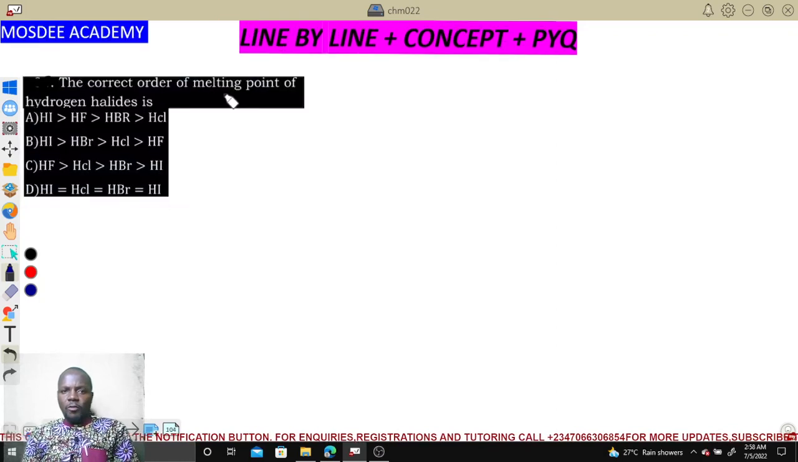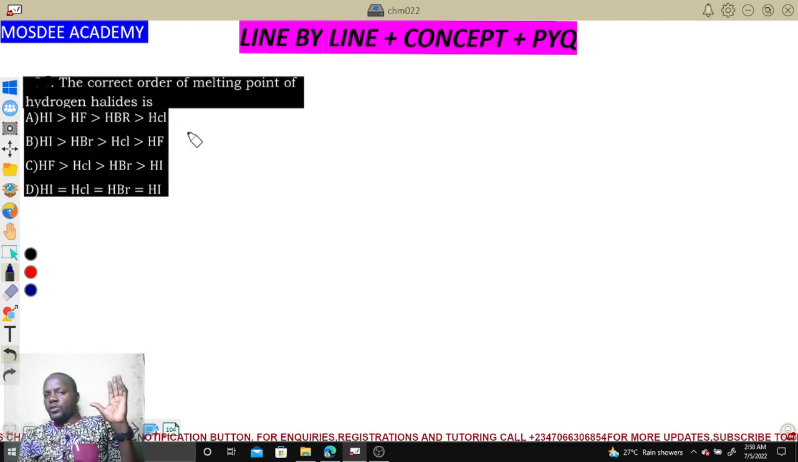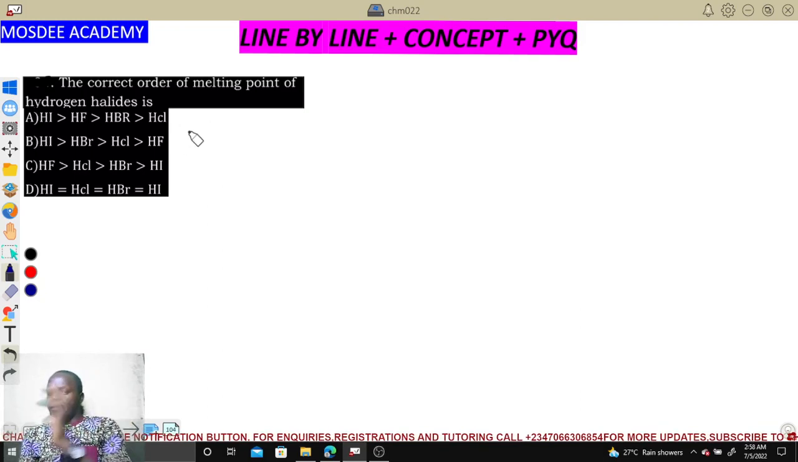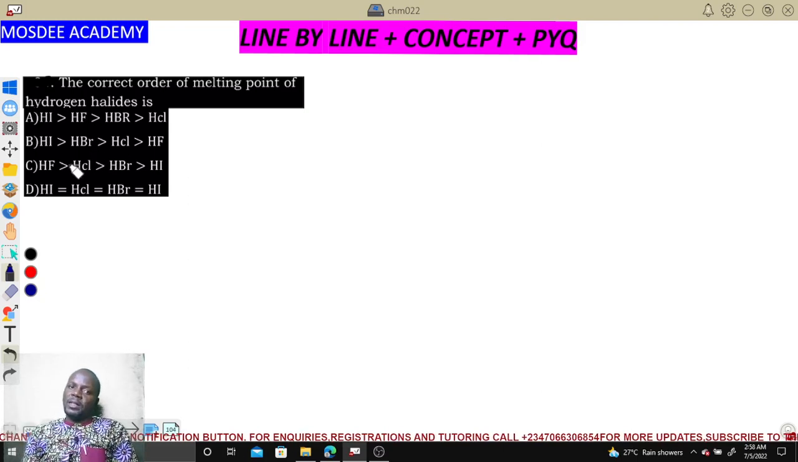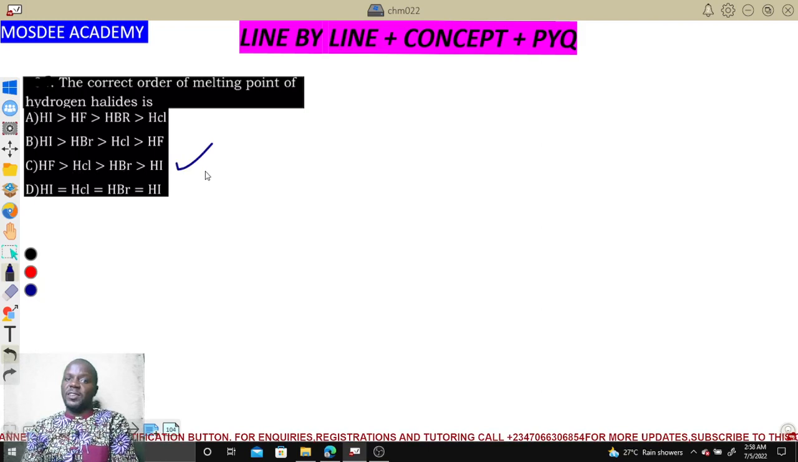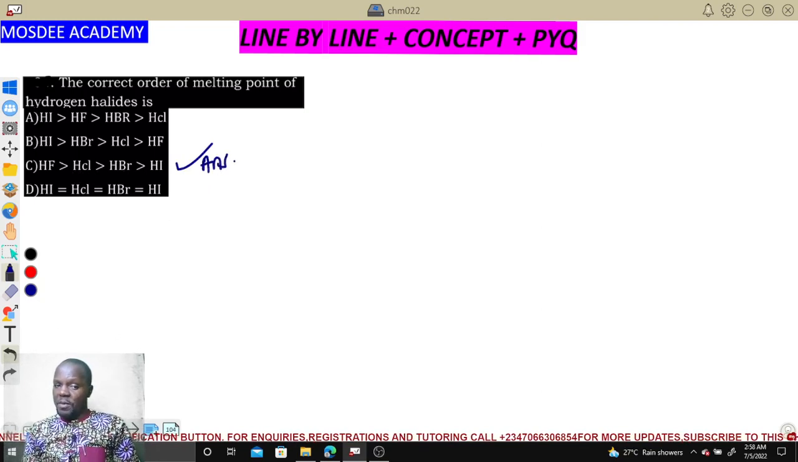The next one: the correct order of melting point of hydrogen halide is dash. Now, melting point. Let it be known that every other substance has a negative melting point. So it should be in the order of fluorine, chlorine, bromine, and so on. Just be careful about your answer in terms of inequality, because sometimes you might miss the inequality. Check the inequality very well before you pick an answer. Please watch this to the end.